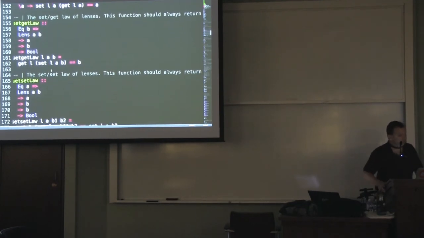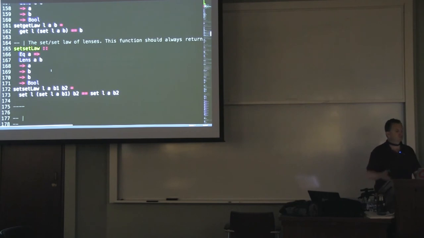There's another law there, and then the set law. The set law just says if you set and then you set again, the previous one gets erased. It's the same as just doing the outer one.